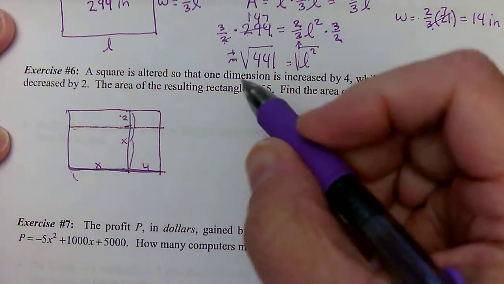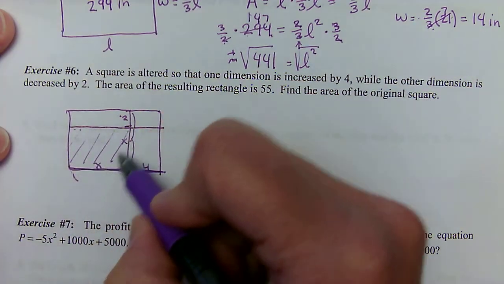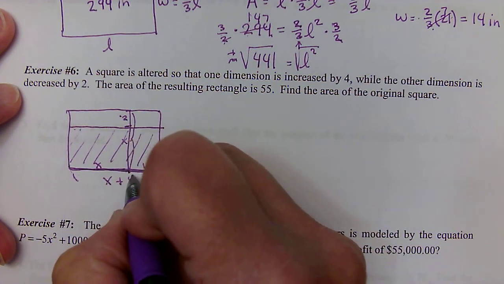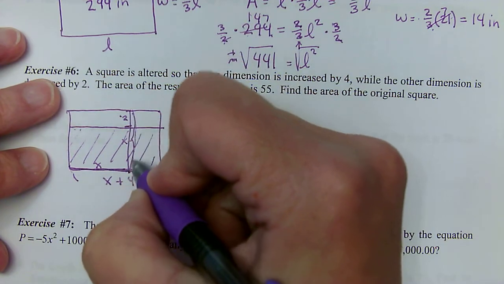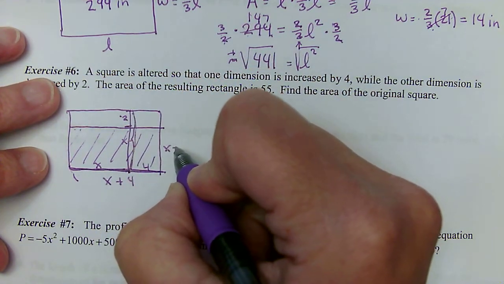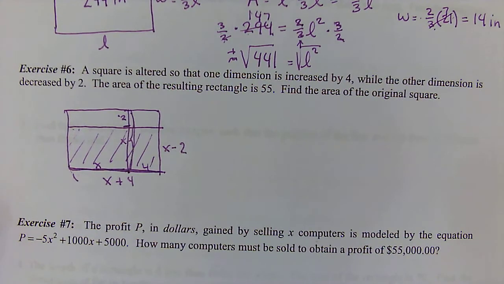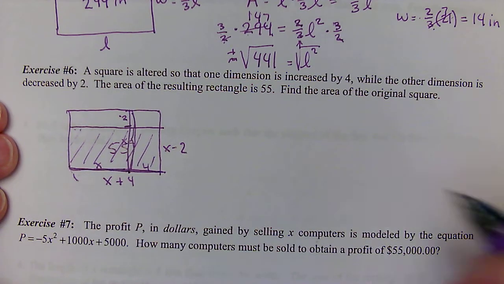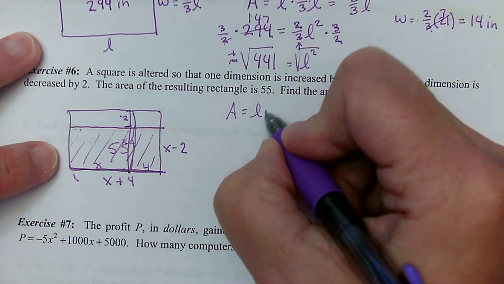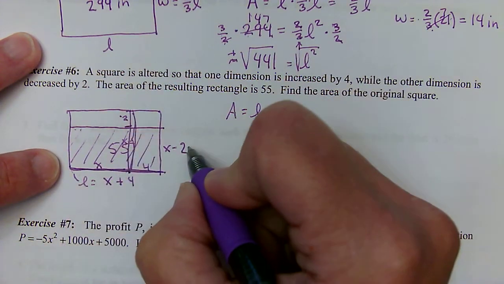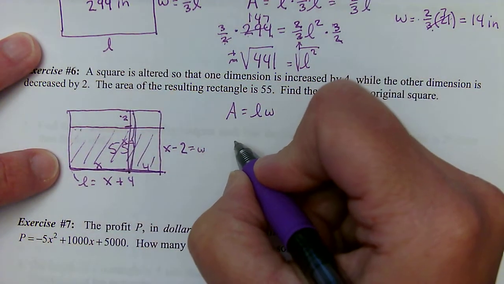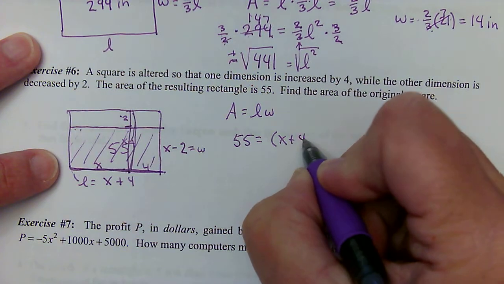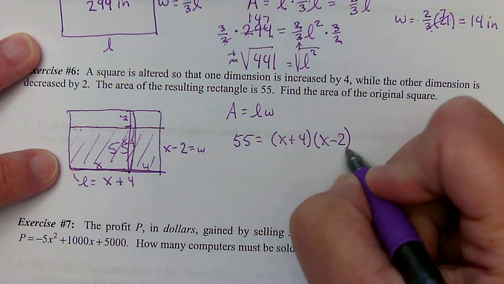Then the square that we're left with, which is this one, well, it's actually a rectangle that we're left with, has a length of x plus 4 and a width of, remember, x was this whole thing, so to get this, we're going to do x minus 2. And it says that the area of the resulting rectangle is 55. And again, area is length times width. So our length is x plus 4, our width is x minus 2. Our area was 55, and that's equal to x plus 4 times x minus 2.